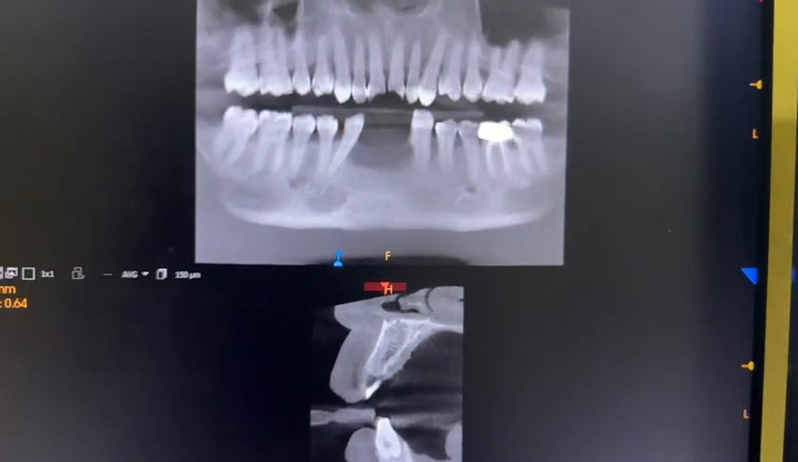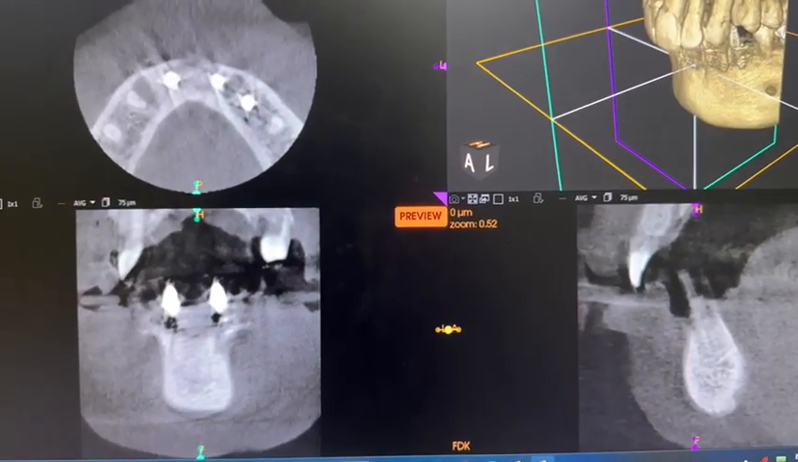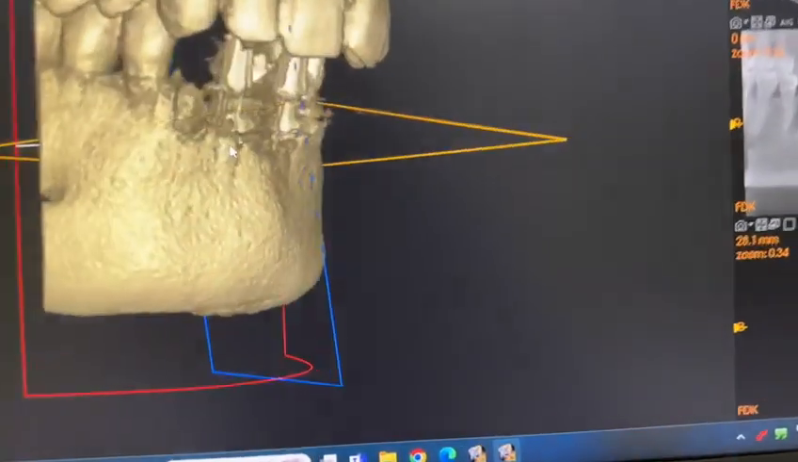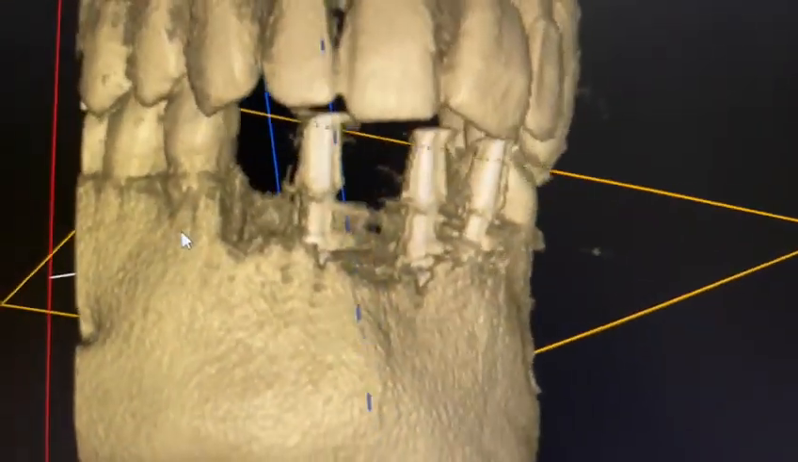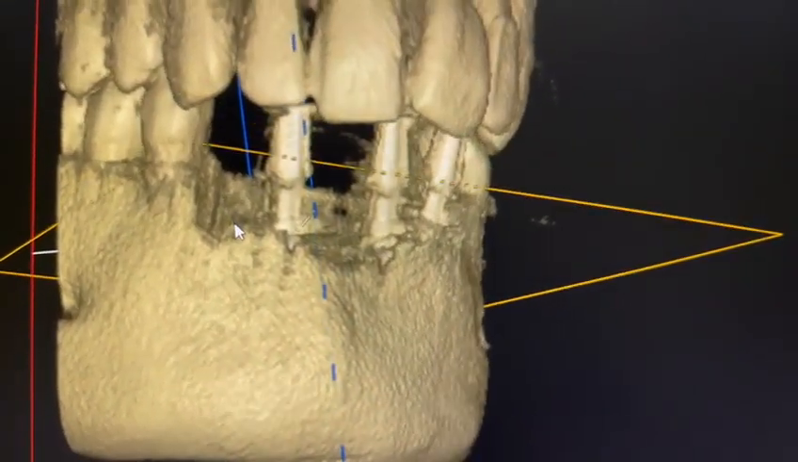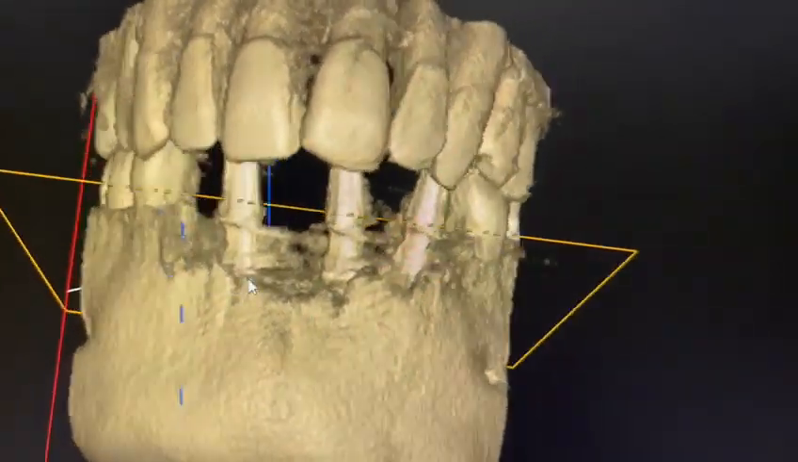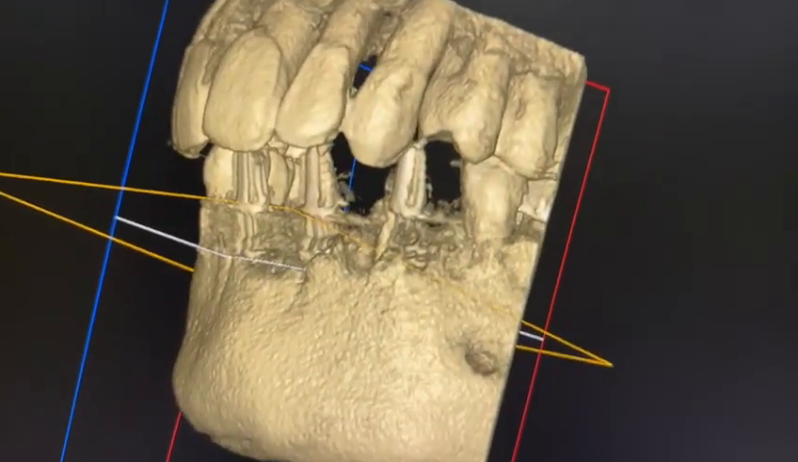We will see the cross section of the post-op implants. So this is the reformatted view. You can see the abutment is not near the canine, almost in the midline. We have placed 3 implants. The implant is enough.